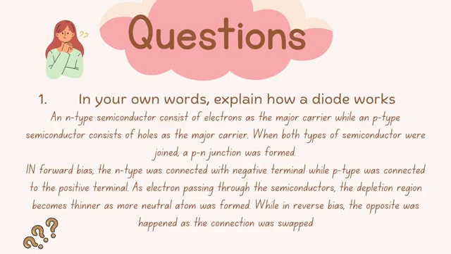An N-type semiconductor has electrons as the major carrier, while a P-type semiconductor has holes as the major carrier. When both types of semiconductor are joined, a P-N junction is formed. In forward bias, the N-type is connected to the negative terminal, while the P-type is connected to the positive terminal. As electrons pass through the semiconductors, the depletion region becomes thinner as more neutral atoms are formed, while in reverse bias the opposite happens as the connection is swapped.